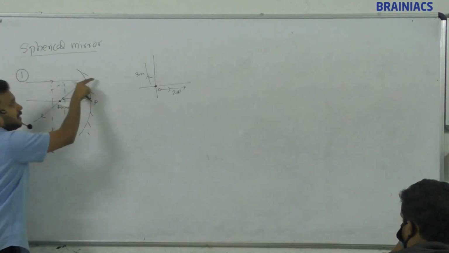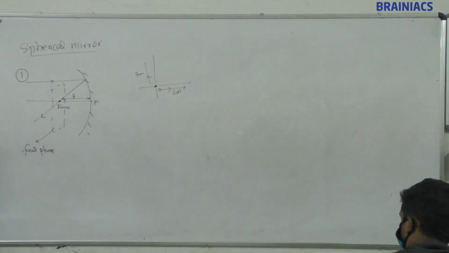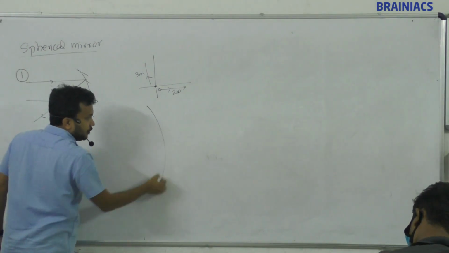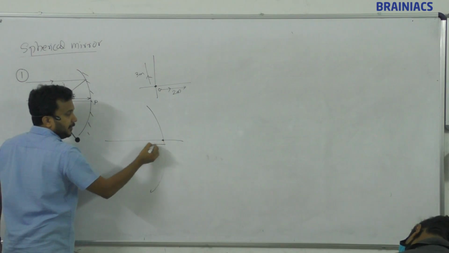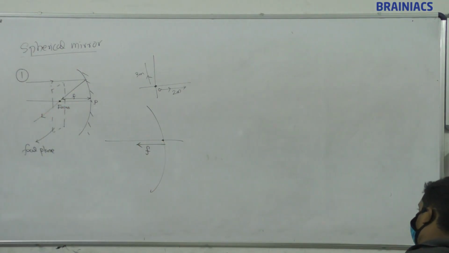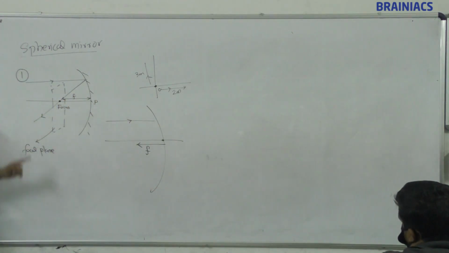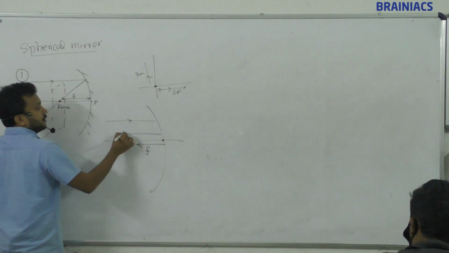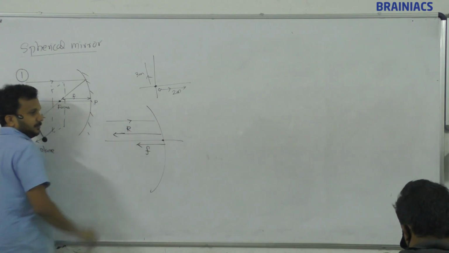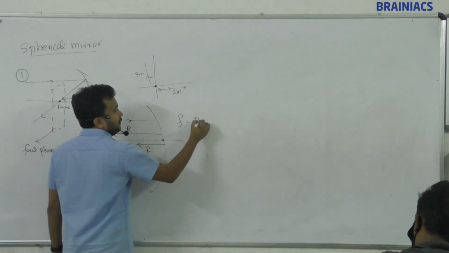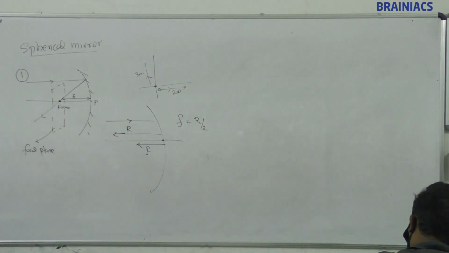Now the incident ray is coming in this direction and the focus is on the left side. You are measuring the focus from the pole, so this is your focus, and you are measuring it opposite to the direction of the incident ray. So is the focus positive or negative for a concave mirror? Negative. Another point: the radius of curvature is also measured from the pole. The focus is equal to half of the radius of curvature, and both are negative in a concave mirror.